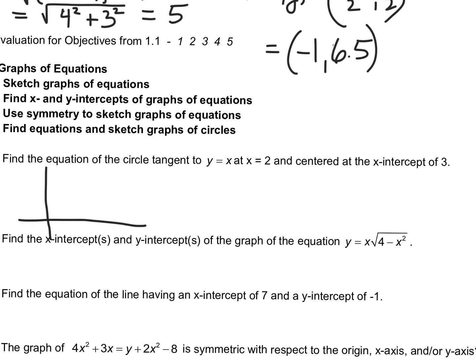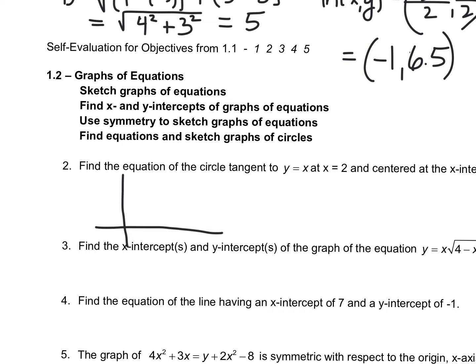Our first center is at the x-intercept of 3, 0. So I'm just going to go here. It says find the equation of the circle. So obviously here's the center of the circle. We need the radius. It's tangent to the line y equals x. I'm just going to draw the line y equals x. And again, this is just a sketch at the x value of 2.